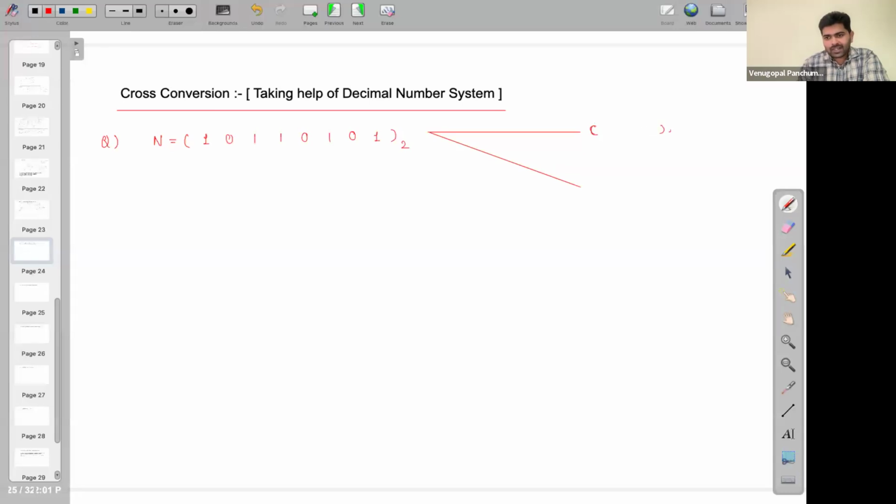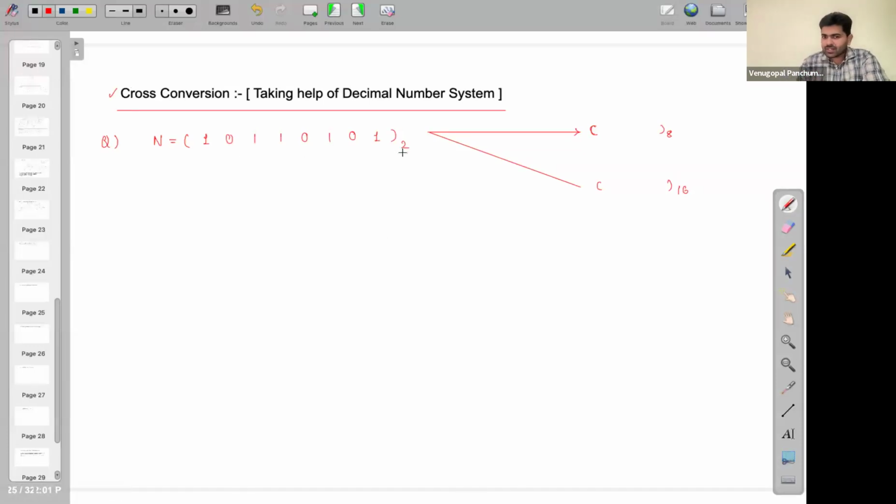Will you do base 10? Base 10 you can easily do, right? You just need to write all the 2 powers and you can do it. But I want to convert this into base 8. Next, I want to convert the same thing into base 16. Then how to do that? That is called a cross conversion. I hope everyone understood what we are trying to solve.